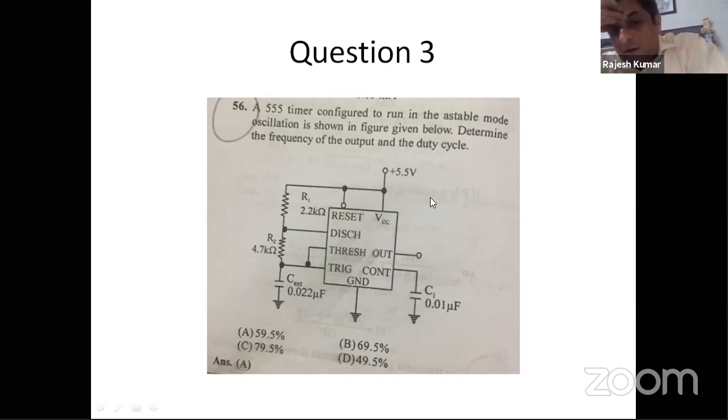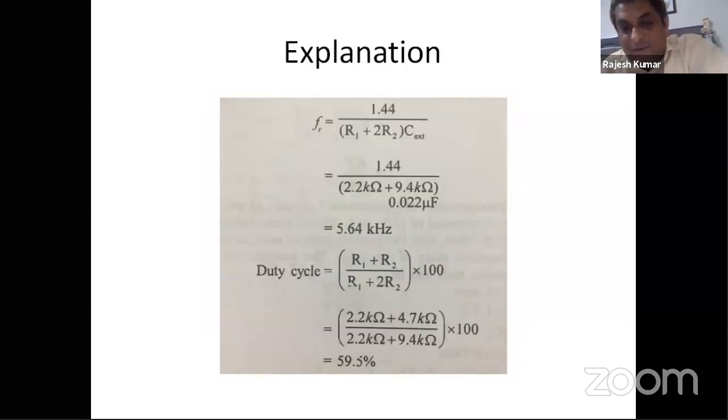Now there are two formulas you might have studied in your electronics course also, for the 555 timer. The first formula is this: the frequency of oscillations from a 555 timer is given by 1.44 divided by (R1 plus 2R2) into C. These two formulas that I'm showing you, you can see in Thomas Floyd's book, Digital Fundamentals.